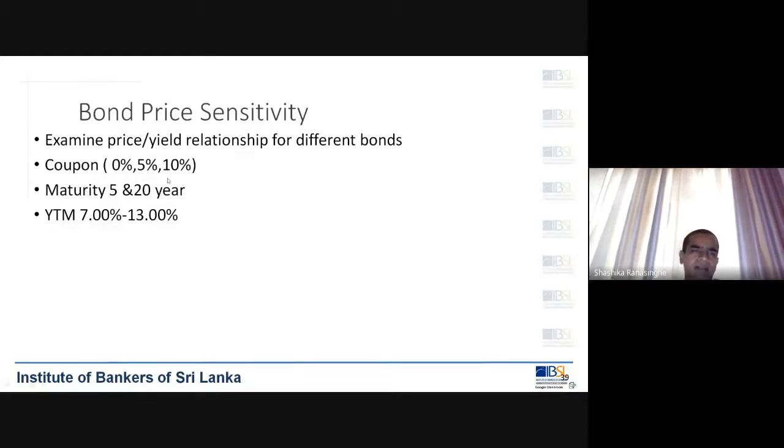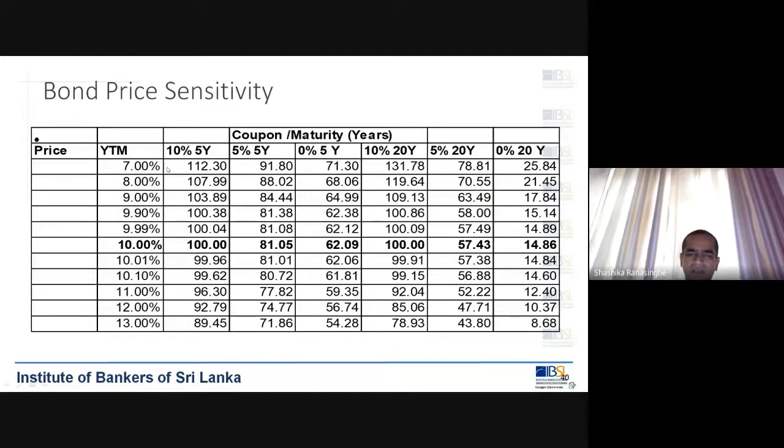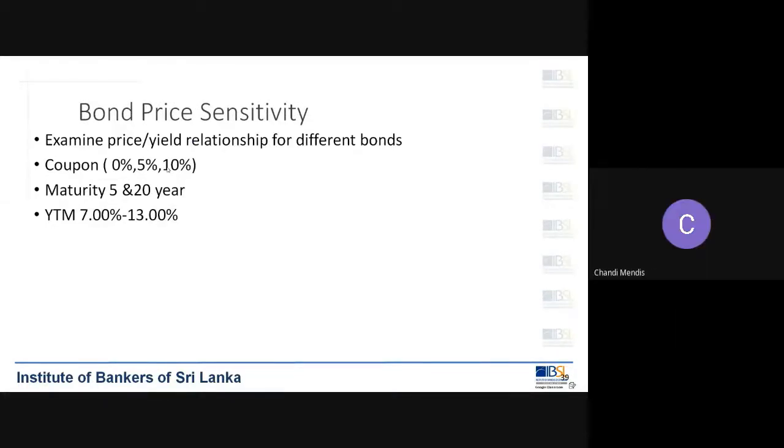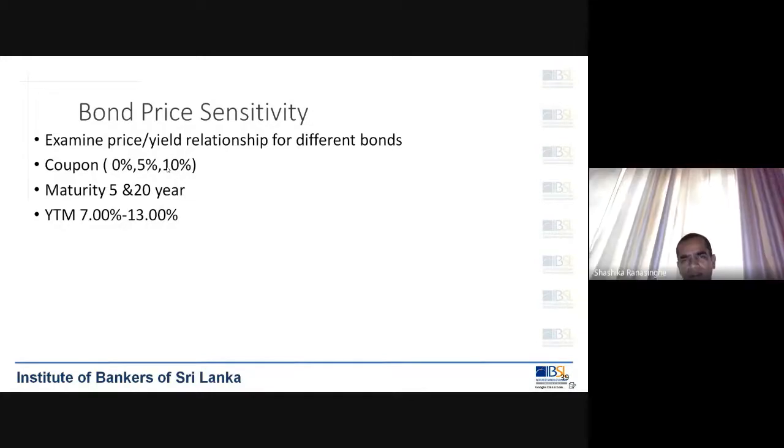Then let's take three 5-year maturity bonds. One has 0 coupon, another has 5% coupon, and the third has a 10% coupon. Both 5-year maturity, 0 coupon, 5% coupon, and 10% coupon. Which one is more sensitive? More sensitive is what? High coupon or low coupon? Low coupon, yes. So which is the lowest coupon?